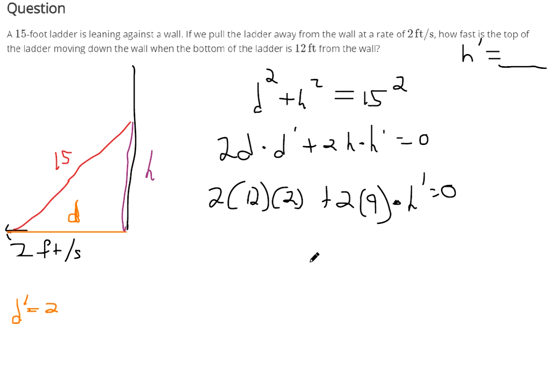And now I have something to solve for H prime. So this is 48 plus 18H prime equals 0. So 18H prime equals negative 48. So H prime as a fraction.